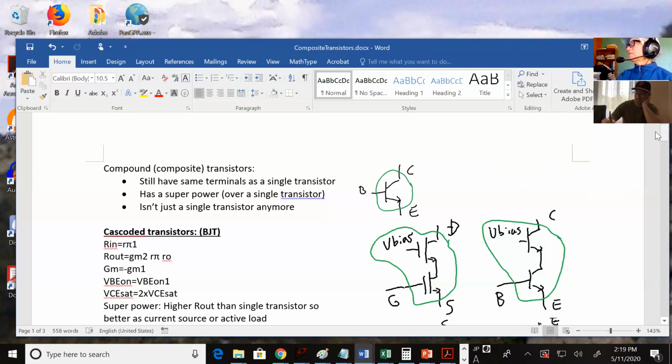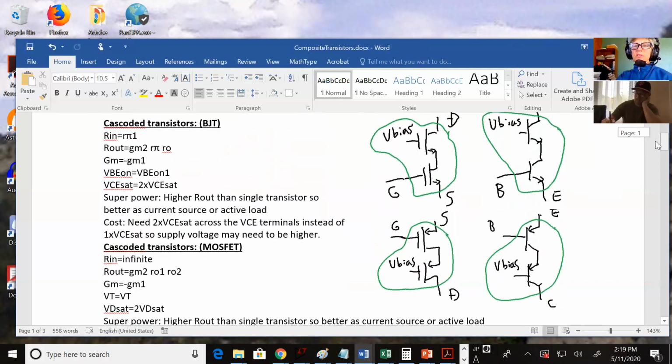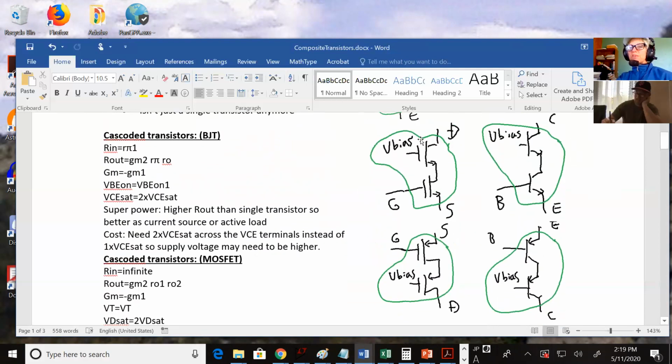And they aren't single transistors anymore. We've already seen one: the cascoded transistor. The cascoded transistor is two NMOS, two NPNs, two PMOS, or two PNPs. Each one of these is considered a different cascoded transistor. But if you notice, all three of these have three terminals, and I drew that green circle around it. You don't really care what's in there as long as it has a gate, source, and drain, and then you can just pull out the MOSFET and throw one of these in.